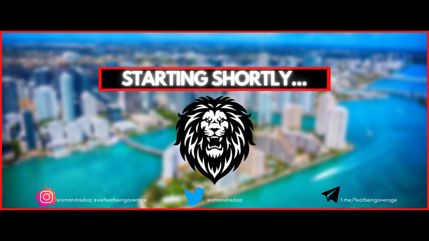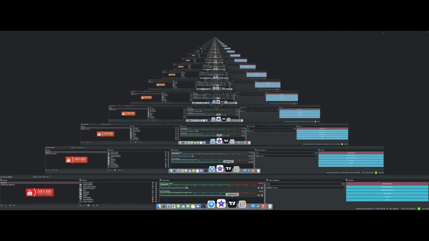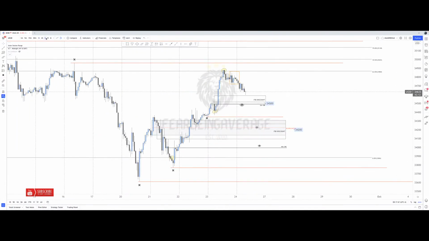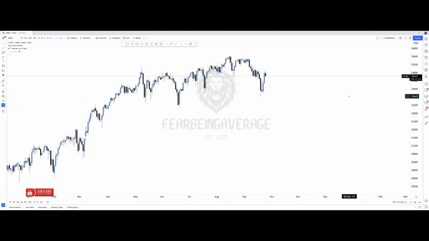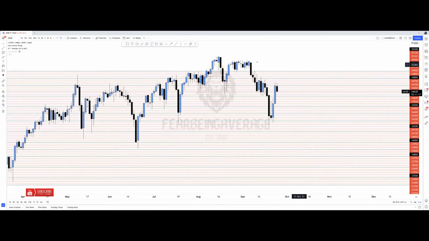Let me share my screen and let's get right into this stream. Alright, so first things first, on US 30, I'm going to go over everything that I'm looking at as of right now. Matter of fact, I'm going to go on the chart while I do it. Don't mind the lines right now. Just keep in mind we're on the daily time frame.